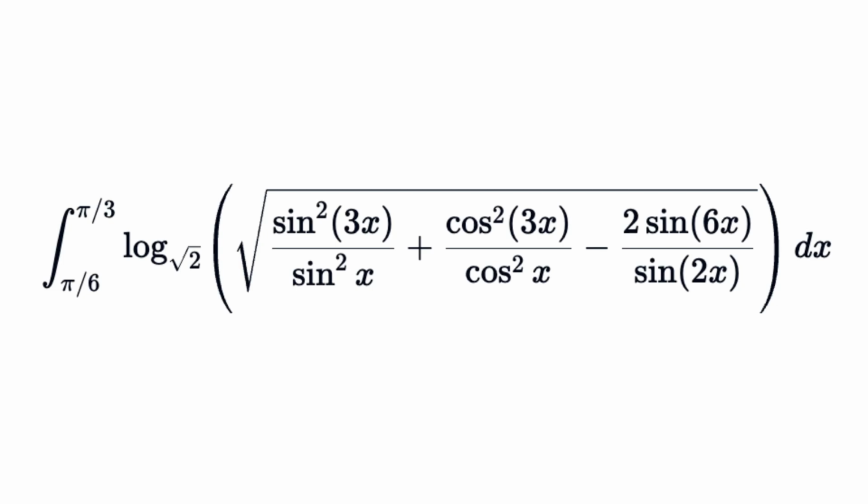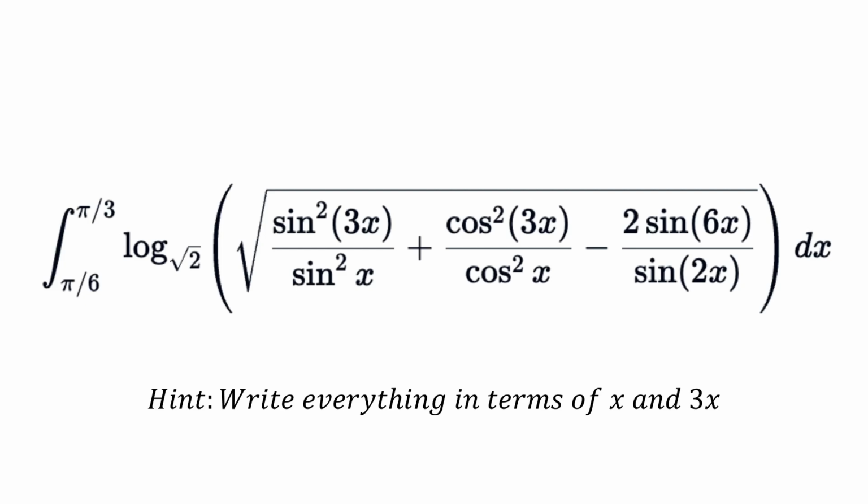Cool, so the hint I prepared is to try and write everything in terms of x and 3x. And I mean these like the trig functions, so the sines and cosines, to write them as x's and 3x's and try and simplify from there. So I'm just going to pause for a moment for anyone who wants to try with the hint. Cool, let's dive straight into it.